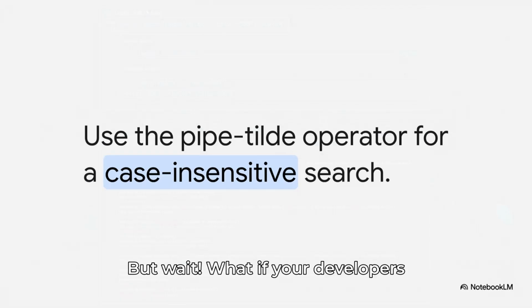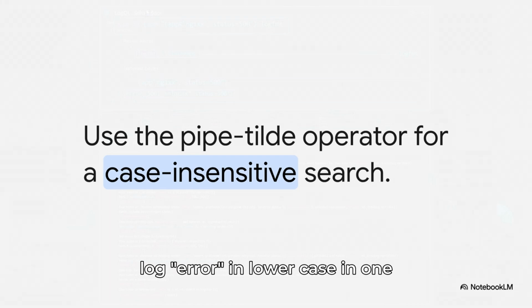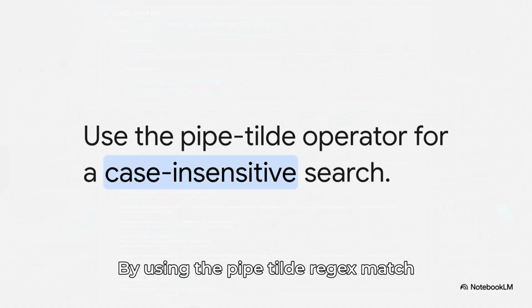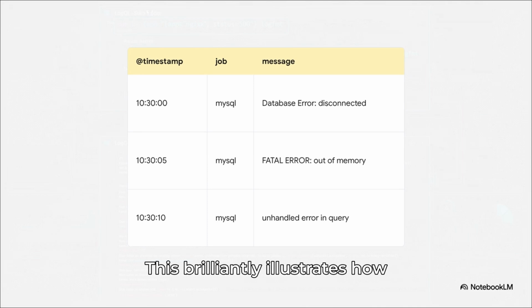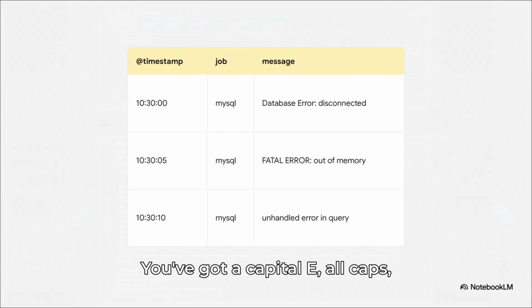But wait, what if your developers log error in lowercase in one microservice, but error in all caps in another? Query 4 is an absolute lifesaver here. By using the pipe tilde regex match operator, followed by the question mark i flag in parentheses, we force a completely case-insensitive search. This brilliantly illustrates how just a single regex string catches every weird variation of the word. You've got a capital E, all caps, all lowercase, it grabs them all. It saves you from writing 5 different clunky filters for the exact same underlying issue.